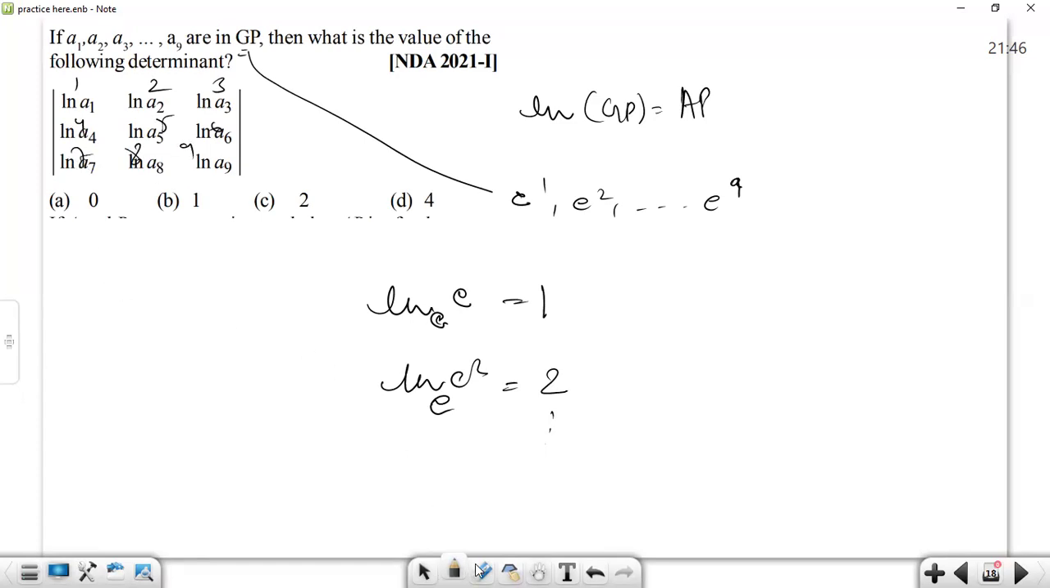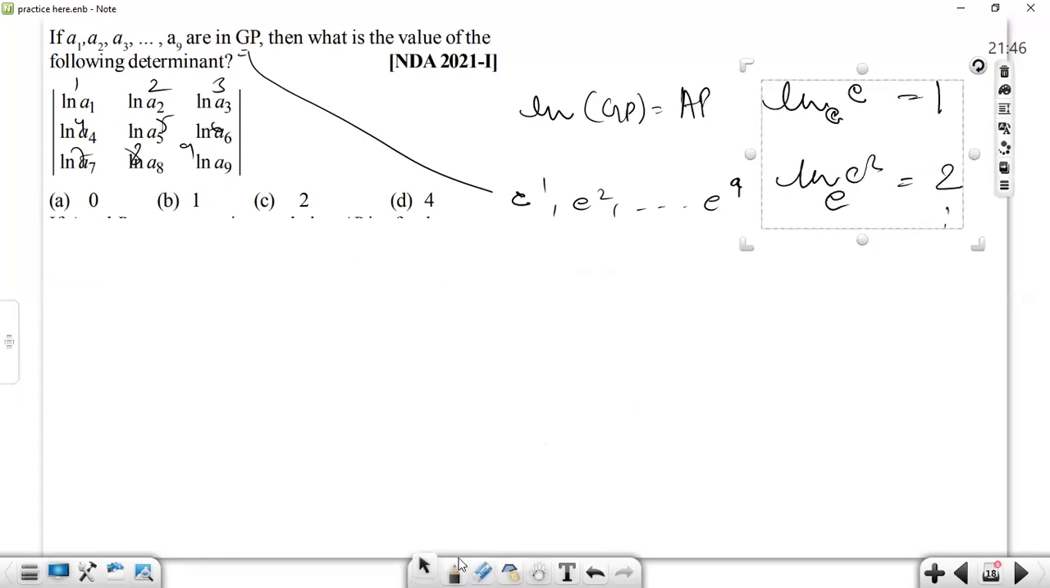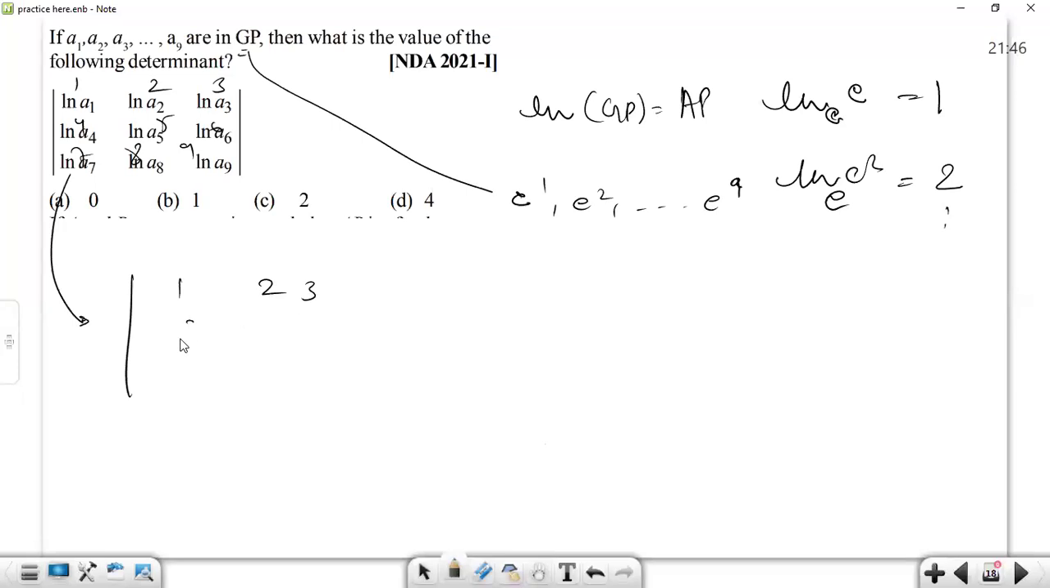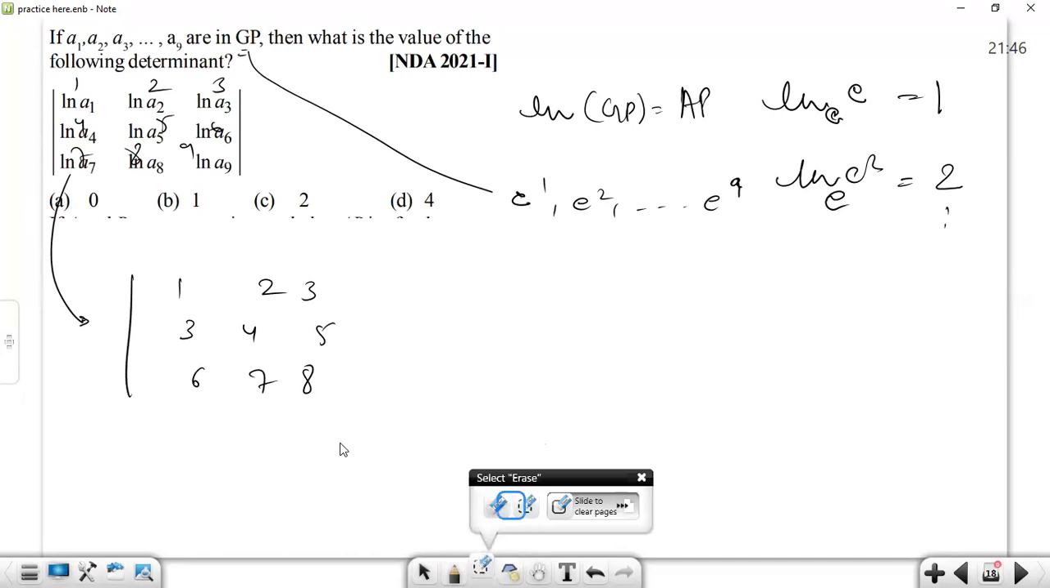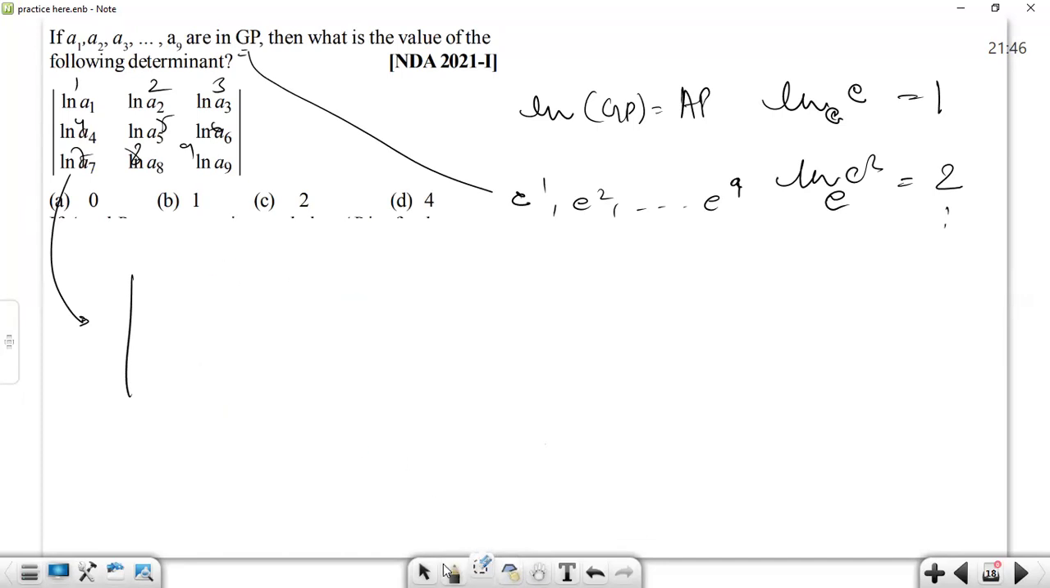Now it's easy to take its determinant, isn't it? Okay, so let's write the determinant here: 1, 2, 3, 4, 5, 6, 7, 8, 9. I've made a mistake, so let me rewrite it: 1, 2, 3, then 4, 5, 6, 7, 8, 9.